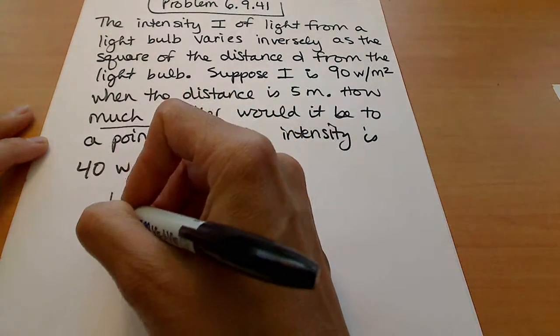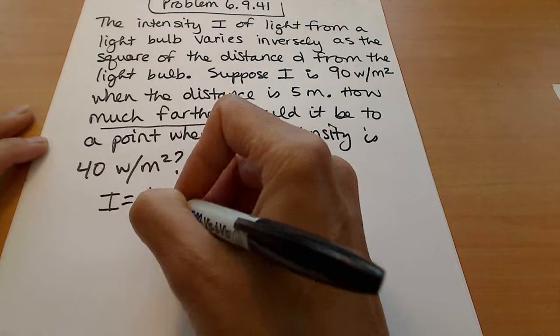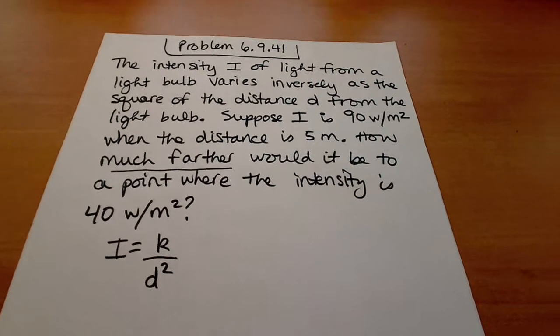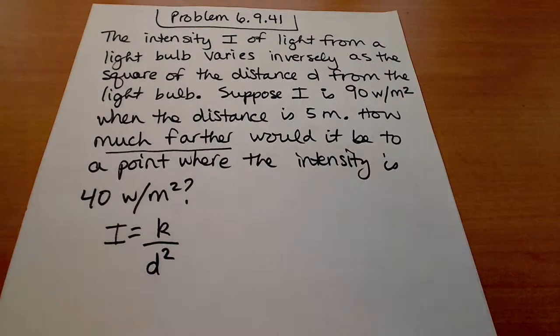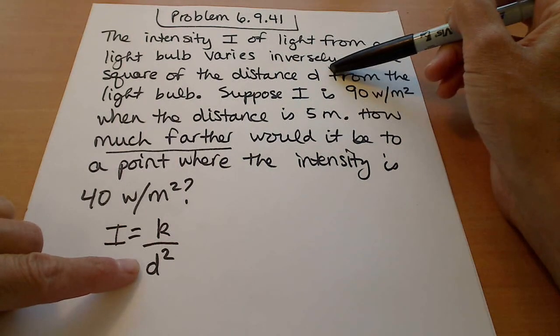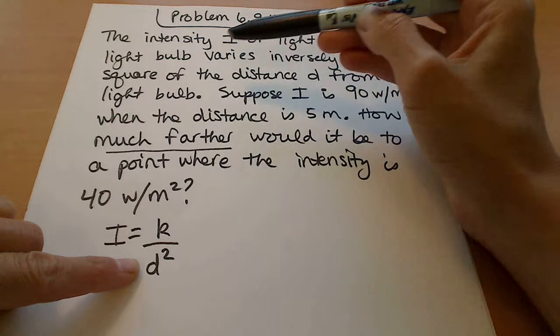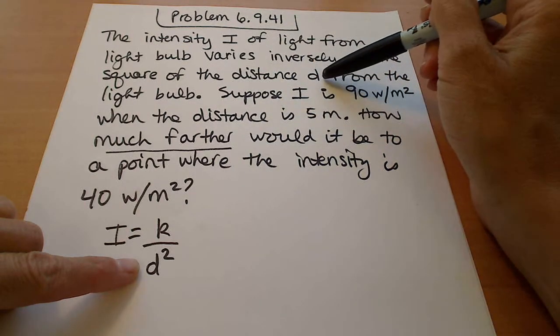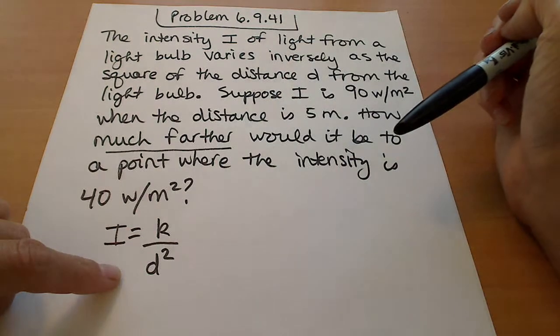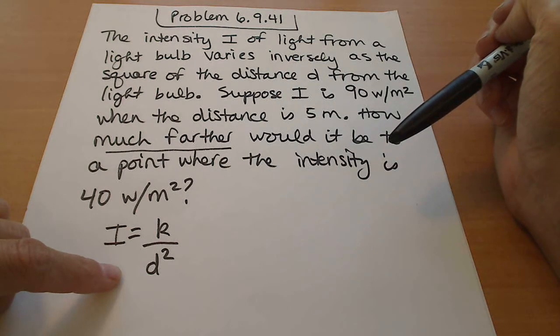And so we have I equal to k over d squared. The reason that we have that is because the intensity varies inversely, and remember that inverse variation is division, and it says as the square of d. And so k over d squared would be that inverse variation form.